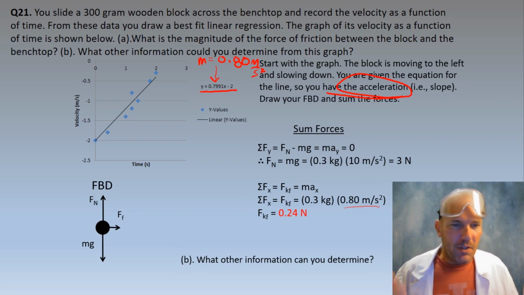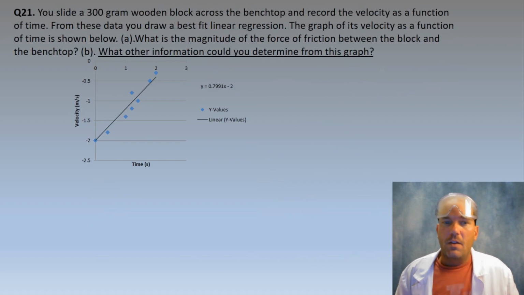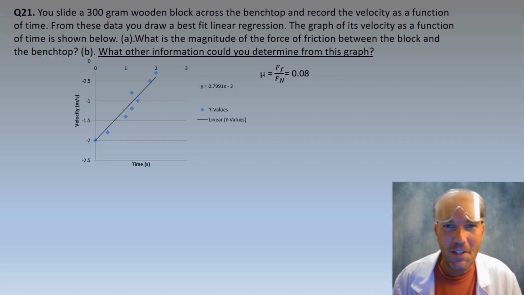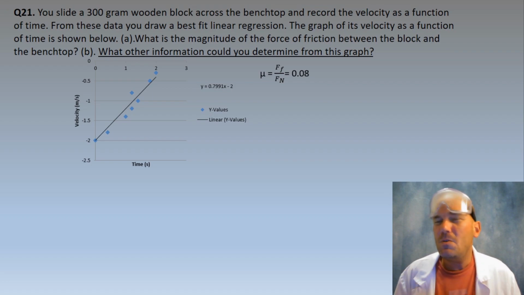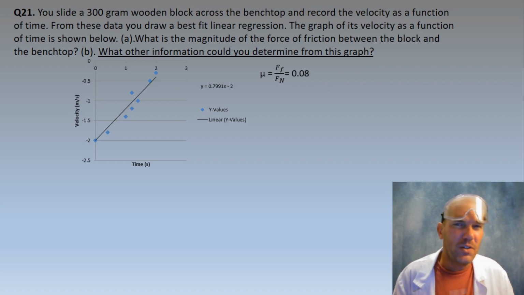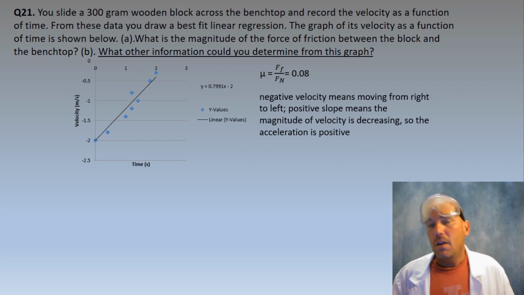What other information can we get from this graph? Well, it turns out we can do all kinds of fun stuff here. Let's look at that. So we can calculate mu. We can find the coefficient of friction for the bench top by dividing the force of friction by force normal using the physics is fun equation. So we can find mu to be equal to 0.08. Remember, there are no units for mu, for the coefficient of friction. Okay, so now we know the coefficient of friction for the bench top.